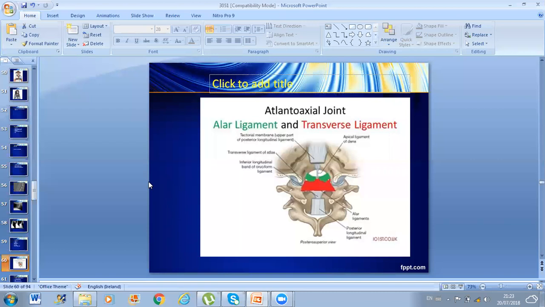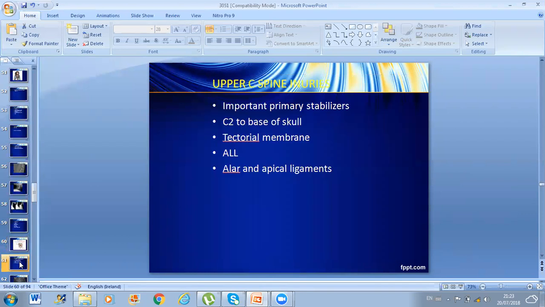Here we are showing the transverse ligament, the alar ligament, and the apical ligaments. We need to learn this anatomy at least. Take a good diagram from any book and just remember those.